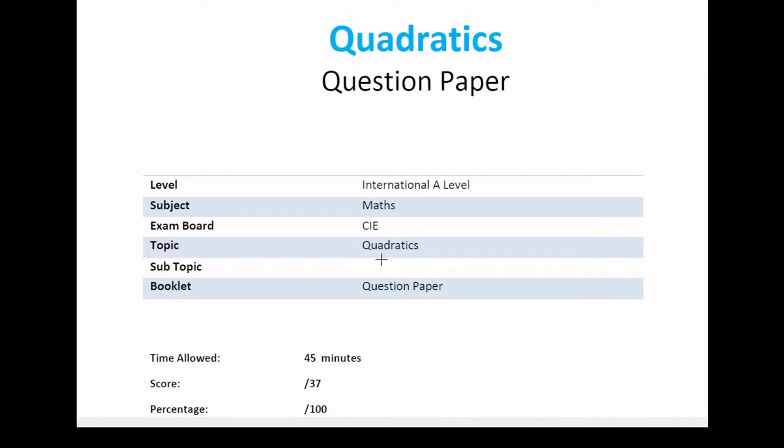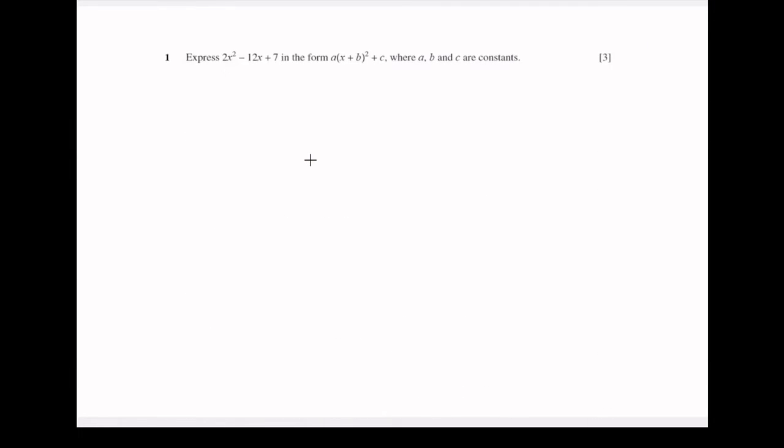Alright, hello. We are going to be doing some practice questions of Chapter 1 AICE Math, so let's head right into it. Our first question is to express 2x squared minus 12x plus 7 in the form of a times (x plus b) squared plus c, where a, b, and c are constants, just meaning that we aren't supposed to actually write a, b, and c.